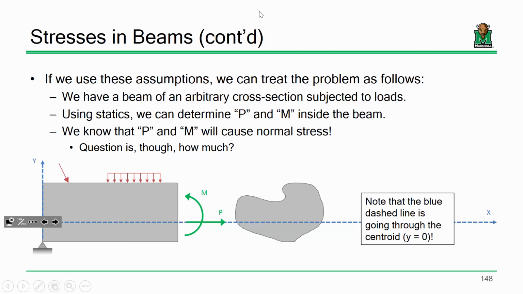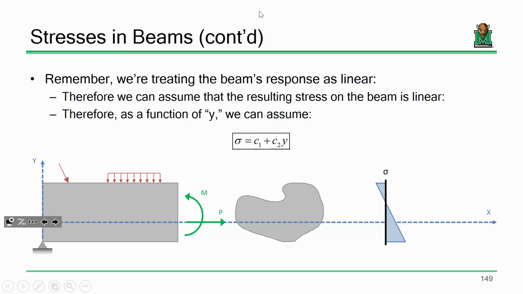That's Y equals 0. This would be positive Y values. This would be negative Y values. Everybody okay with that? So we have this beam with an arbitrary cross-section, subjected to these loads. I'm subjecting it to axial loads and bending moments because those are the ones that generate normal stresses. We know that they're going to cause normal stress, but the question is how much.